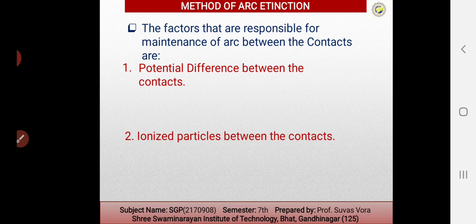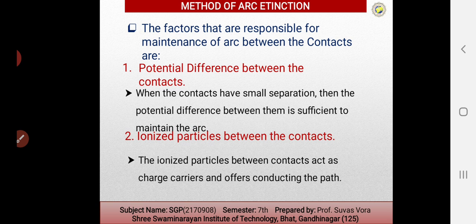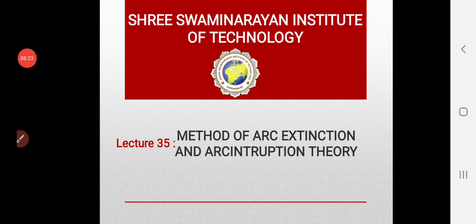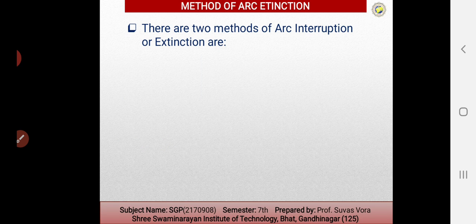जैसे मैंने पहले ही बताया कि किस तरह से ये वर्क करती है. So these are what we learned in the last lectures. So today's lecture is the method of arc extinction and the arc interruption theory. So जब आर्क एक्जिस्टेंस की बात हम करते हैं तो हमने देखा था कि इन द लास्ट लेक्चर्स, द पोटेंशियल डिफरेंस बिटवीन द कॉन्टैक्ट्स एंड द आयोनाइजेशन पार्टिकल बिटवीन द कॉन्टैक्ट्स.